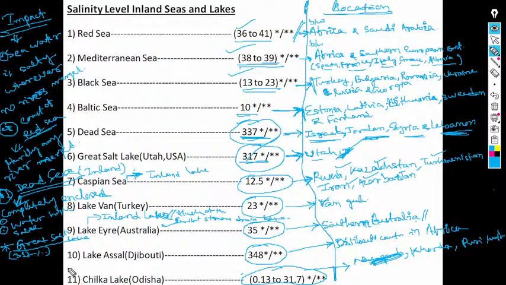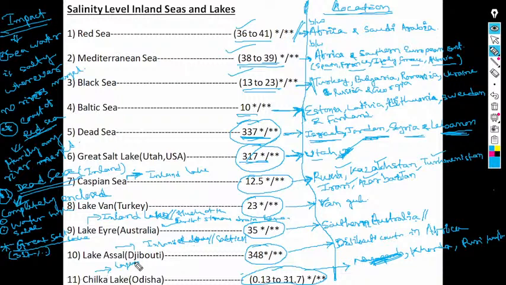Then it is Lake Assal, in Djibouti. Here also it is an inland lake. Chilka is actually a lagoon, basically. Lake Assal is an inland lake, and because of this region it is one of the saltiest.